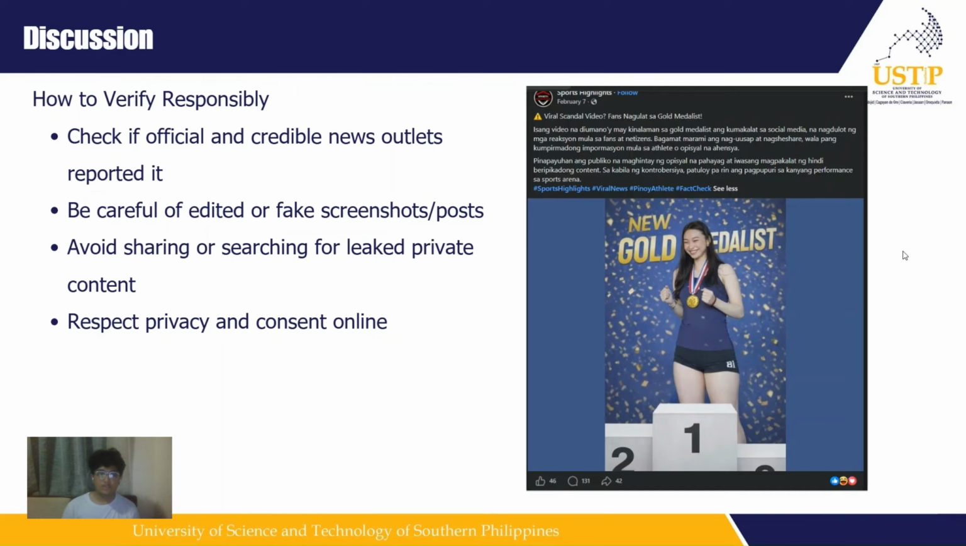Avoid sharing or searching for leaked private content because let's respect these persons' privacy and boundaries. They didn't give consent to someone sharing this online. And why did they share this online? They should have asked for consent from the parties involved.